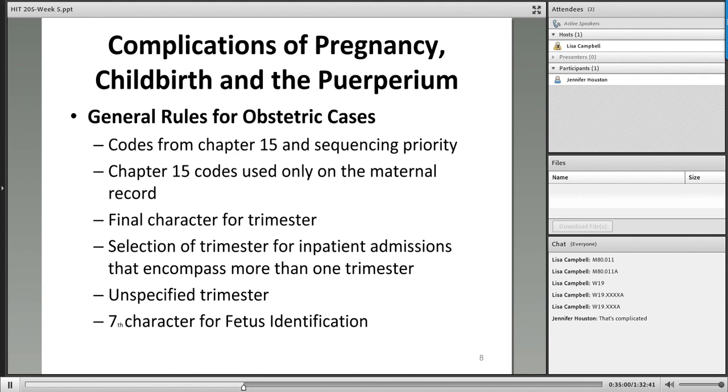The trimester character for the antepartum complication code should be assigned on the basis of the trimester when the complication developed. When you're at home and you're reading these guidelines, you have to say them to yourself over and over again. When the complication developed, not the trimester at discharge.